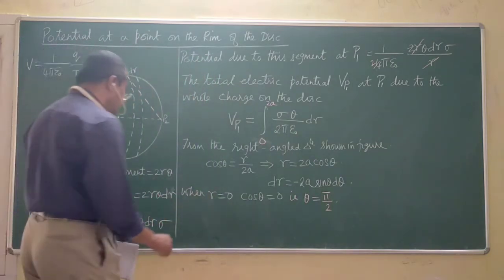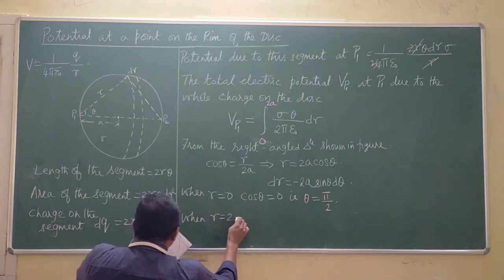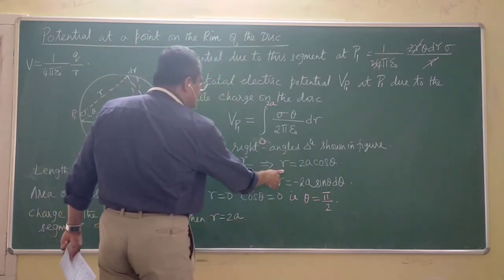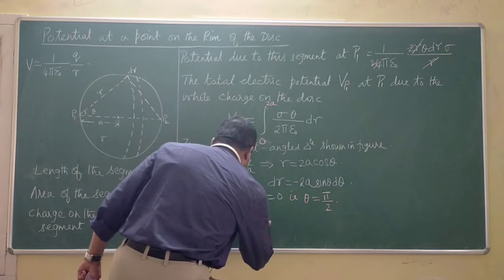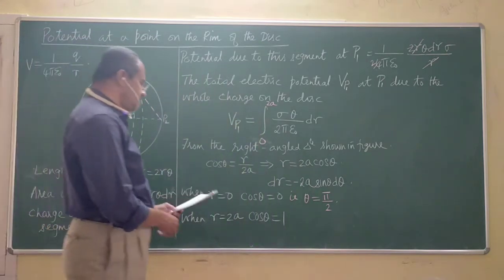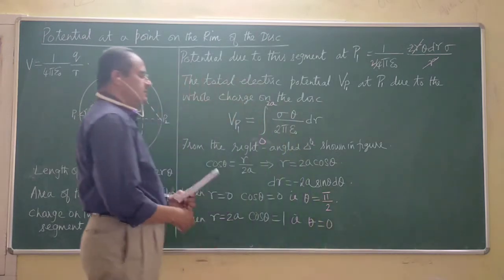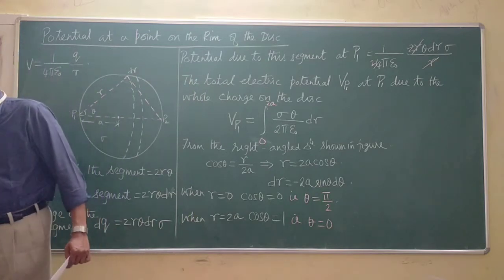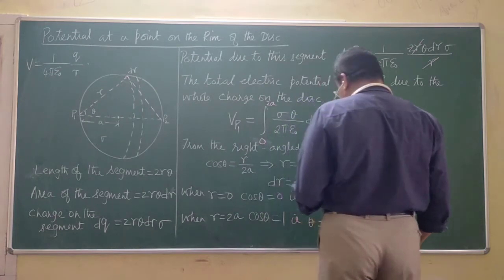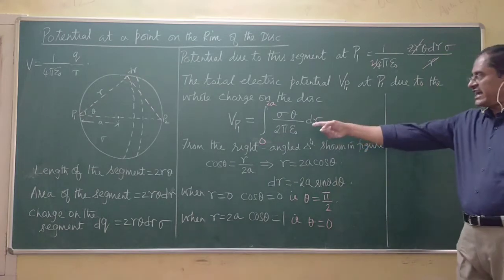Next, when r is equal to 2a, 2a will go off and cos theta will become equal to 1. What does it mean? That is theta is equal to 0. When theta is equal to 0, cos 0 is 1. Okay? Now we need to change this expression.